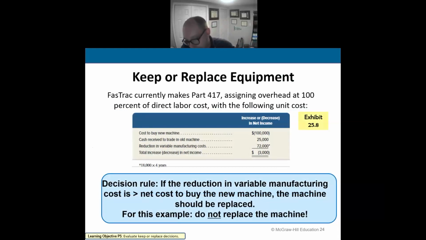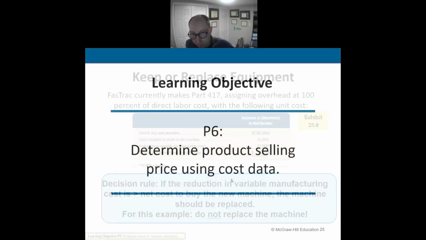That's textbook. Real life says you got to look at all of the factors here. If I replace that thing, what's going to happen to my cost in the long run? If I don't replace it, what's going to happen to my cost in the long run? So, textbook, yeah, don't replace it because there's a decrease in net income. Real life, you might want to replace it down the road.